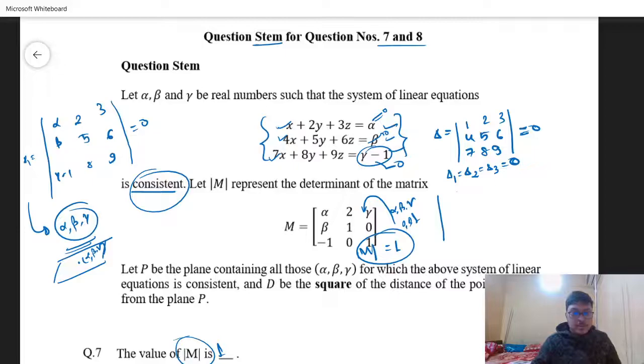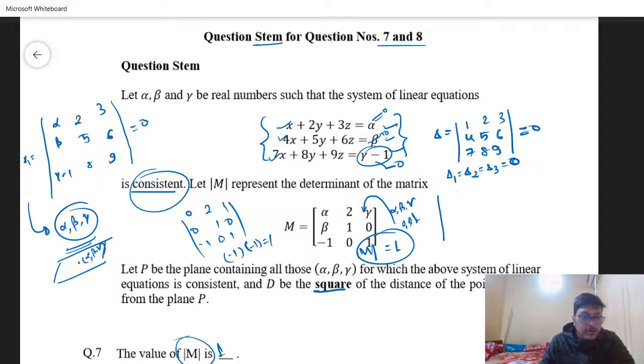You could easily see that 0, 1, 0, 1, 0, minus 1, 0, 1. So expanding along this column, it will give 2 into 0, 0, minus 1 equals 1. Then we are required to find the square of the distance of the point 0, 1, 0 from the plane P.